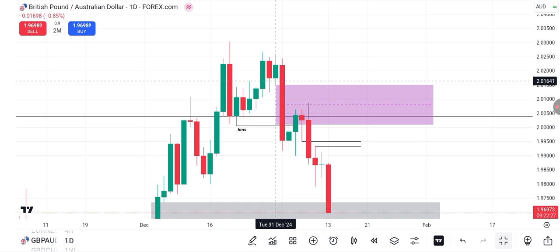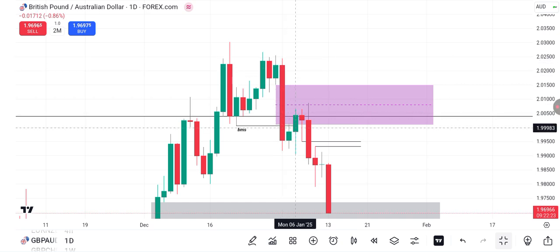This candle here, this little candle here, and then this large bearish candle, and then this small bullish candle that formed on the 3rd of January 2025. That is the fair value gap I would have used. So I draw it out. I drew it out actually.